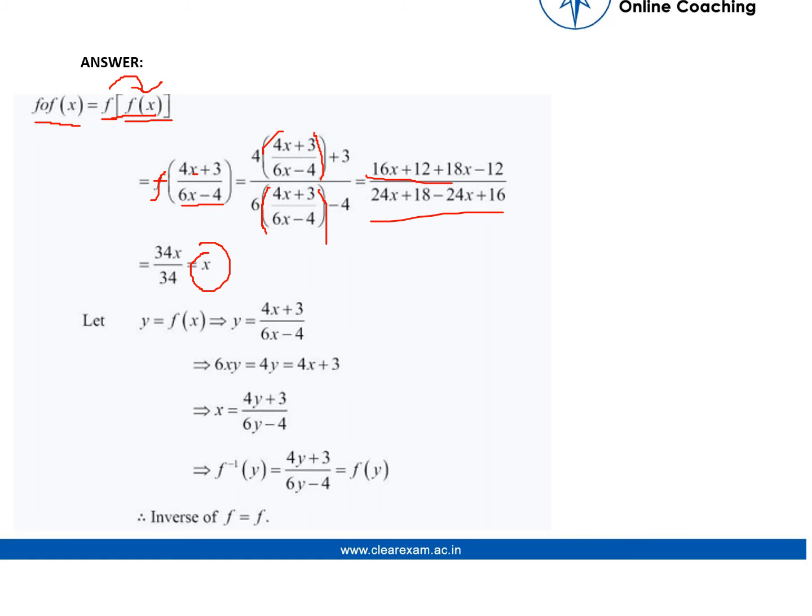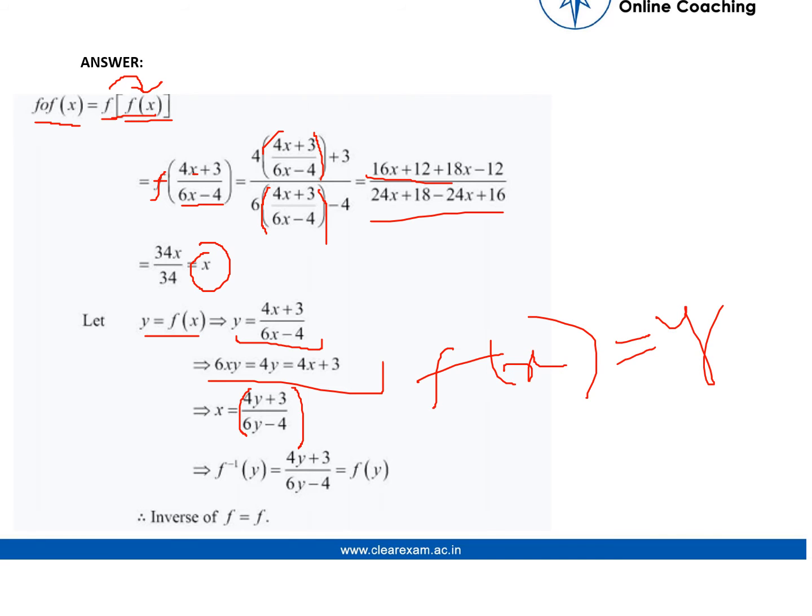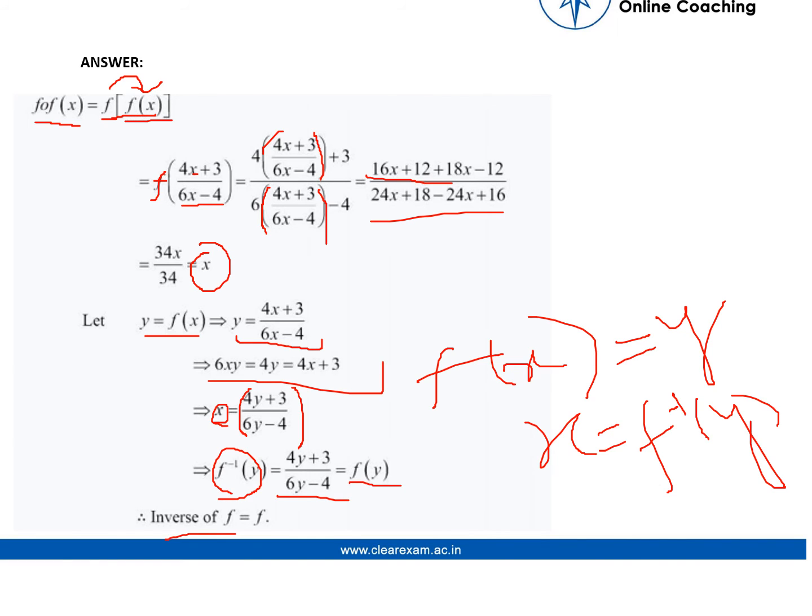Now let's see how to find the inverse of f. We took y equals f(x), which is simple. Then we changed the function to make it a function of y. So we replaced x everywhere, took x on the left-hand side, and made it a function of y. Now, if f(x) equals y, then x equals f inverse of y. So we found x. That means f inverse of y is that function, which is also f of y. That means the inverse of f is also f.